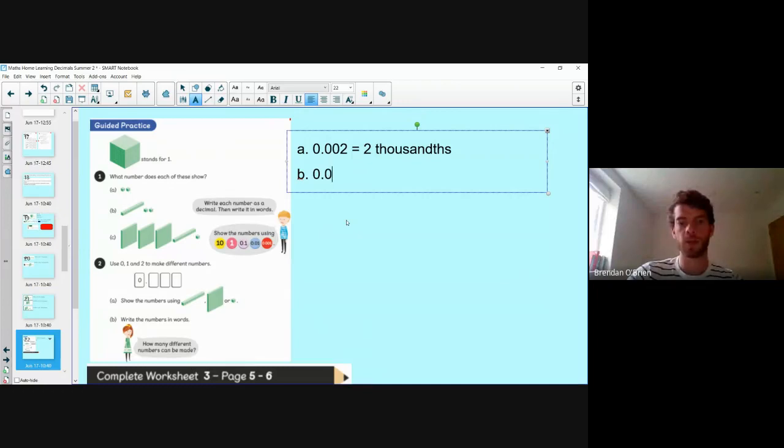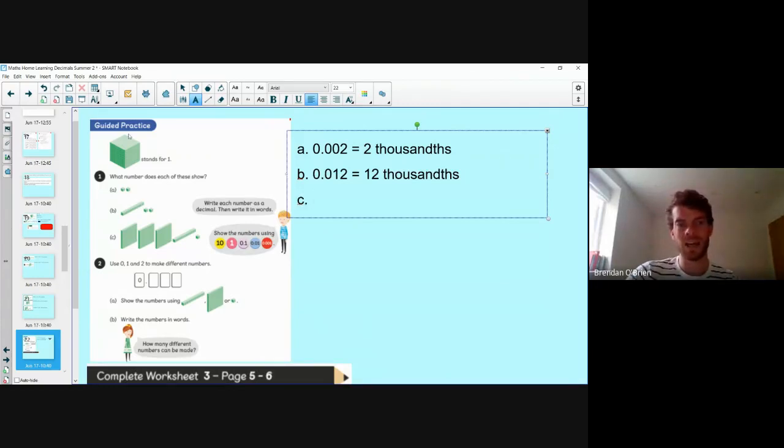Do I have any tenths? No, I do not. Do I have any hundredths? Yes, I do. I've got 1. And do I have any thousandths? Yes, I do. Again, I've got 2. And I can write that as 12 thousandths. Okay, let's have a look at C.